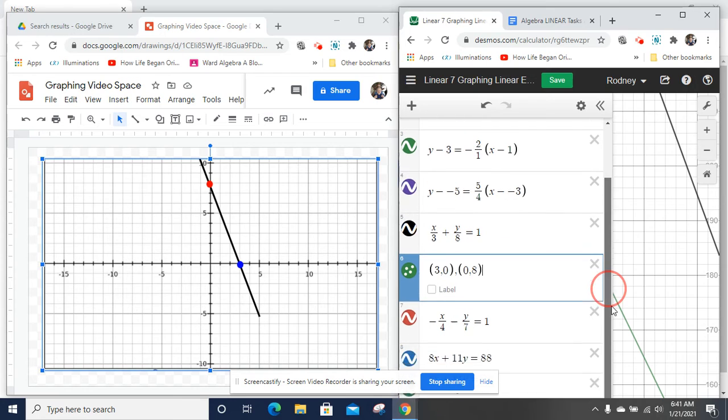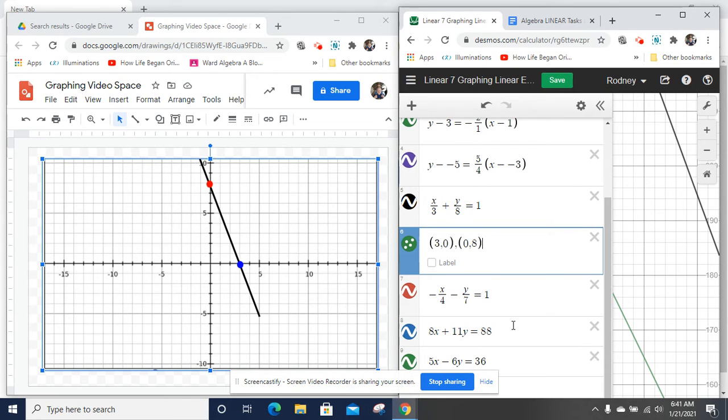Let's take a look at the next one, which throws a little bit of a curveball at us. There's some negatives involved. Okay, so it says negative x over 4 minus y over 7. Well, that negative could actually live down here. And this is the same as plus negative y over 7, and that negative could live down here. So now we have a clearer view of what the x and y intercepts are.